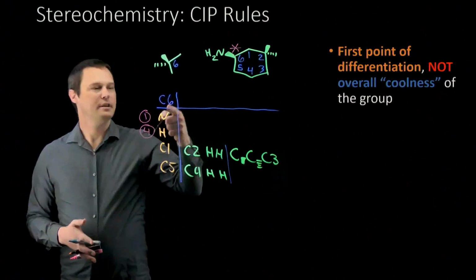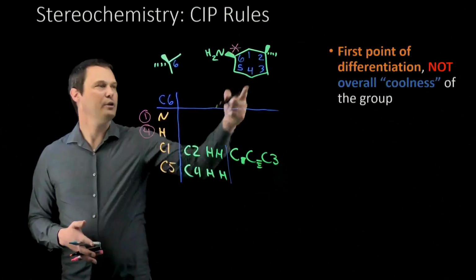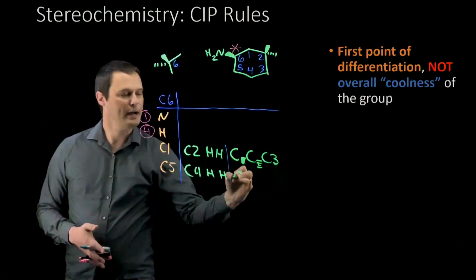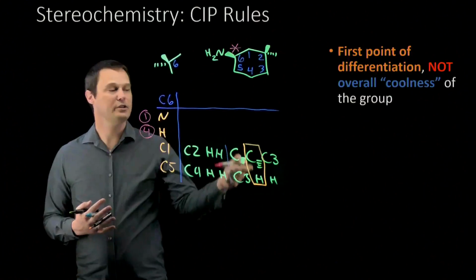We started with carbon number 6, moved out to carbon number 5, now we're out to carbon number 4. The next 3 elements immediately attached to carbon number 4 are carbon number 3 and 2 hydrogens. Now we found our first point of differentiation. We can compare the groups.